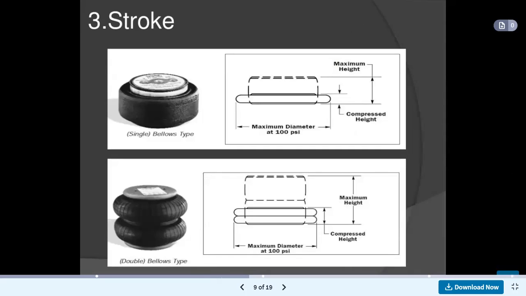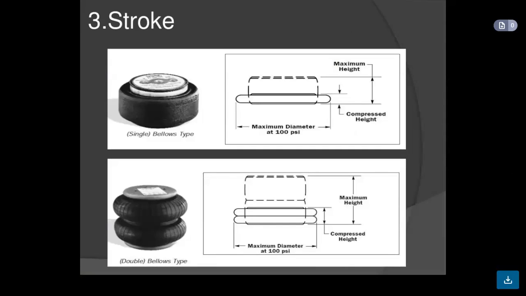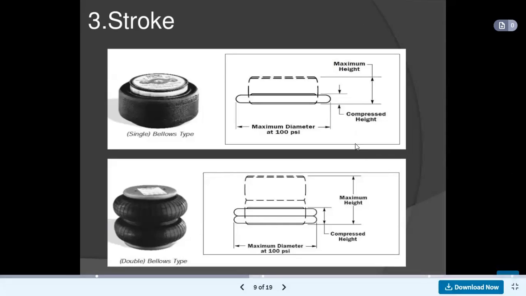If we see the strokes, then single bellow type, if we observe here, in case of single bellow type, on the right side, see this diagram. This is the maximum diameter at 100 psi and the compressed height. And this is the maximum height. This is the maximum height and maximum diameter.